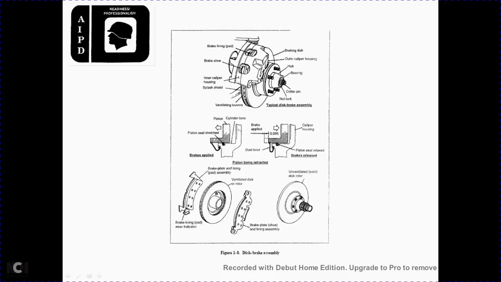Then you show the brake lining pad with the wear indicator, brake lining pad assembly, ventilated disc, and the rotor with the brake pedal, shoe, and the lining assembly, ventilated disc, rotor solid.